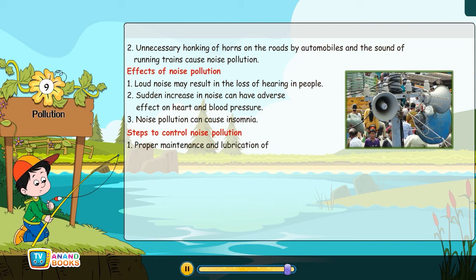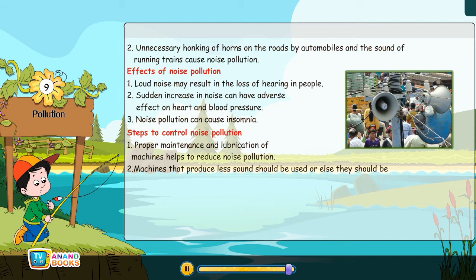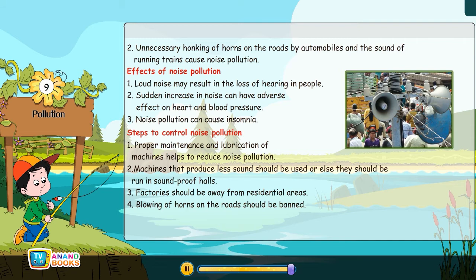Proper maintenance and lubrication of machines helps to reduce noise pollution. Machines that produce less sound should be used, or else they should be run in soundproof halls. Factories should be away from residential areas. Blowing of horns on the roads should be banned. Trees should be planted alongside the roads to reduce noise pollution.